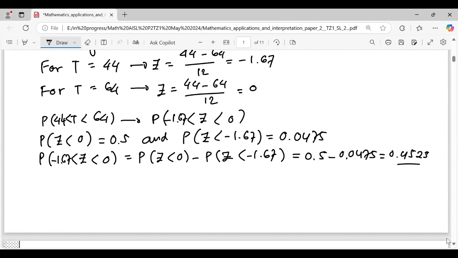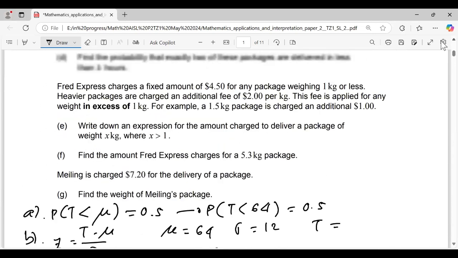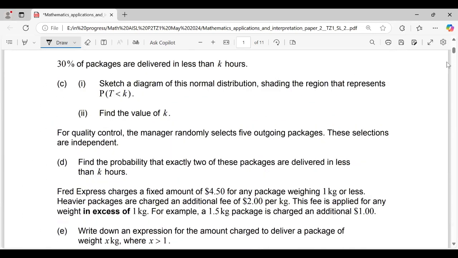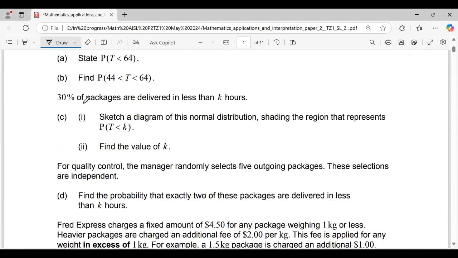That means we can state that the probability that T is greater than 44 and less than 64 equals 0.4525. So 50% of packages are delivered in less than k hours.